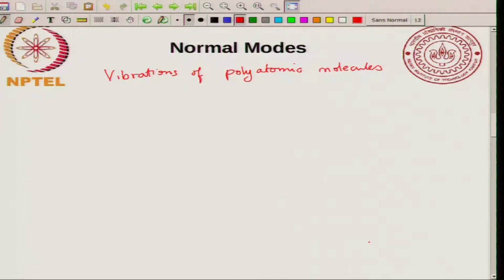Okay, so what is a normal mode? So let us take a very simple example. You can think of it as a CO2 molecule. So if you take a CO2 molecule, it is a linear molecule, and we will just restrict to one dimension, 1D. So that means this has coordinate x1, this has coordinate x2, this has coordinate x3. So you just have 3 coordinates.